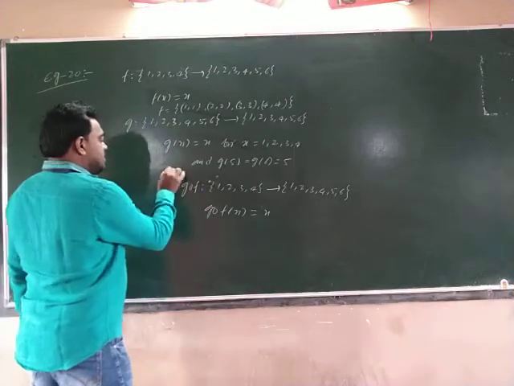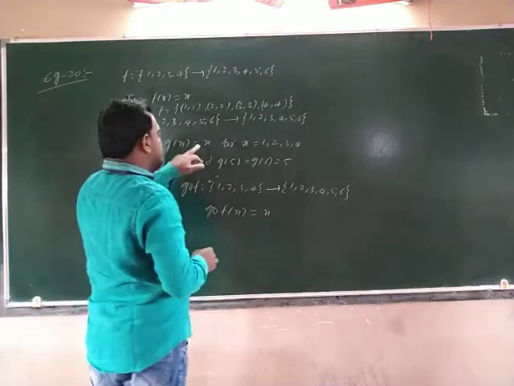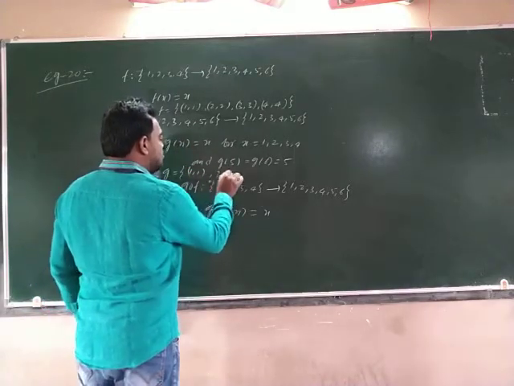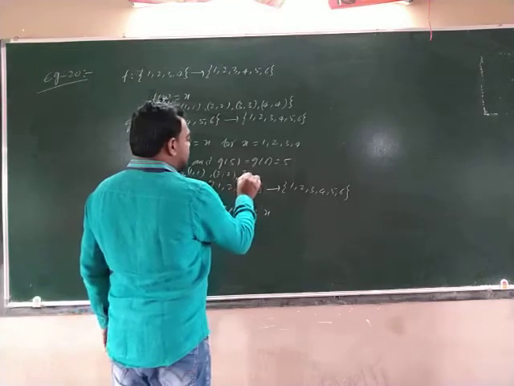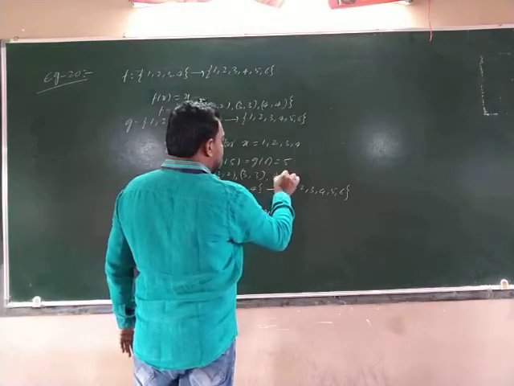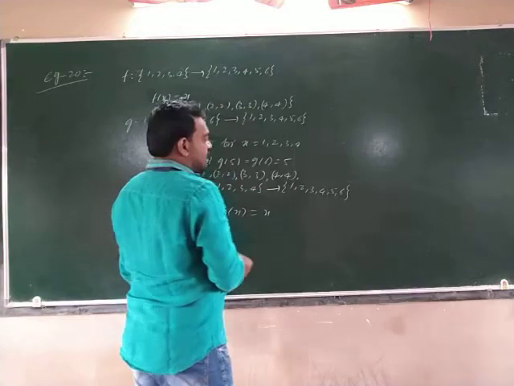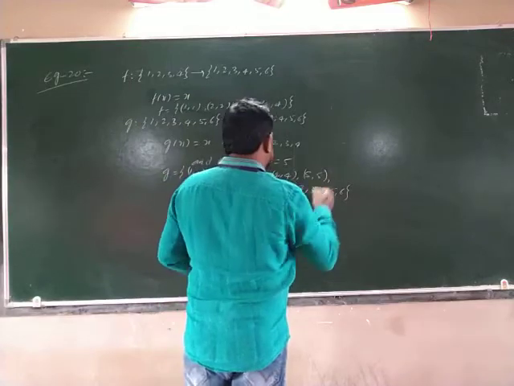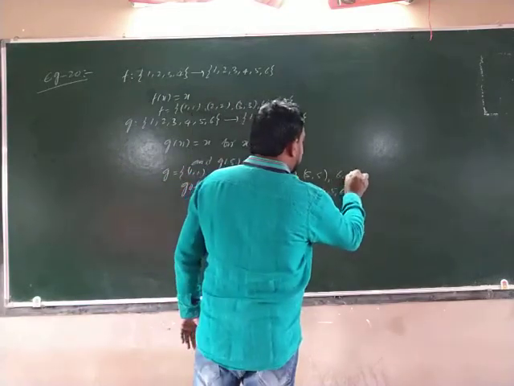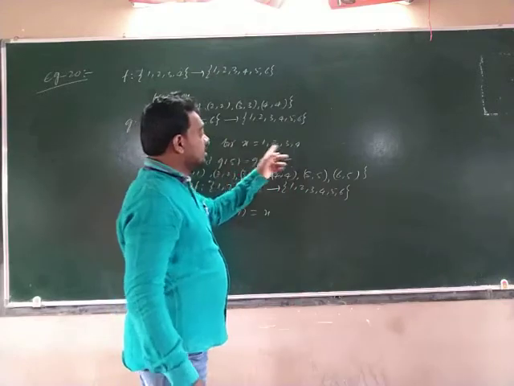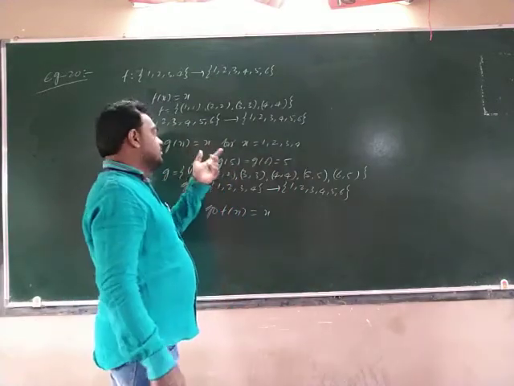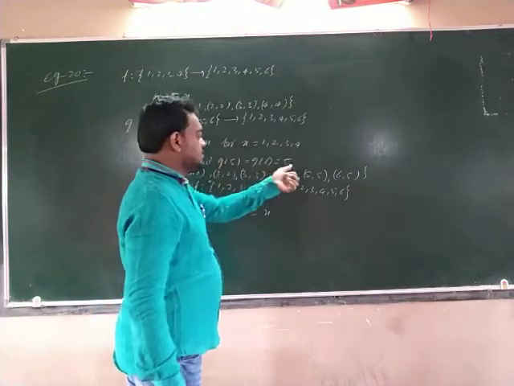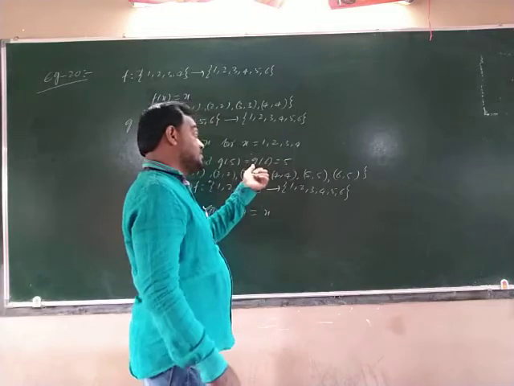Here you see g, what we are getting. If x is 1, we get (1,1); x is 2, (2,2); x is 3, (3,3); x is 4, (4,4); x is 5, (5,5); x is 6, (6,5). Up to 1, 2, 3, 4, g(x) = x. That means g(1) = 1, g(2) = 2, g(3) = 3, g(4) = 4, g(5) = 5, g(6) = 5.